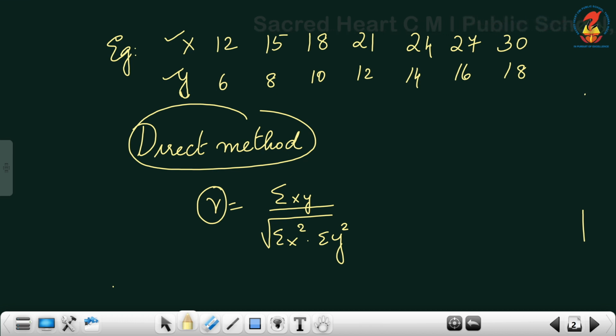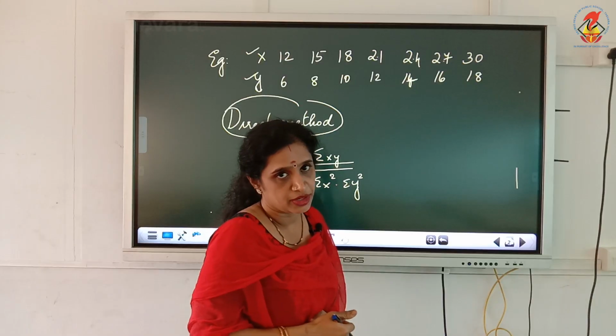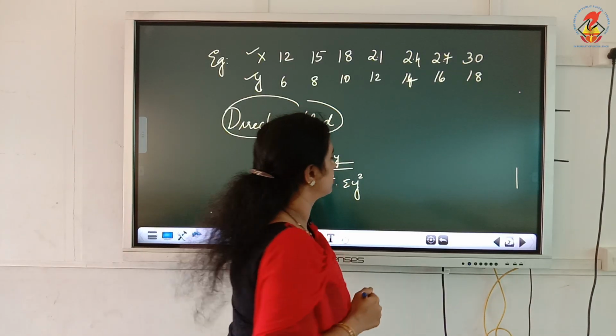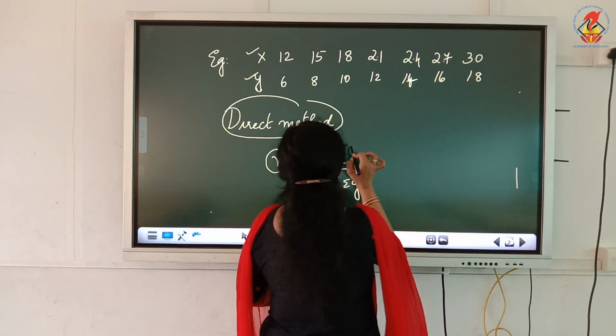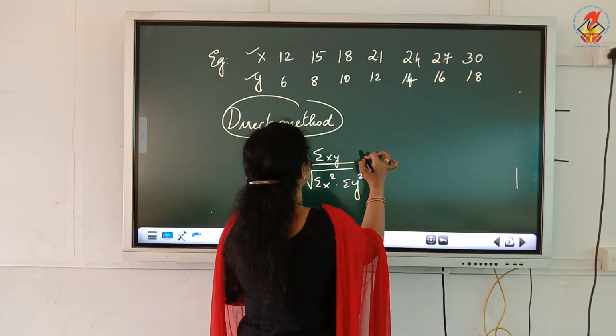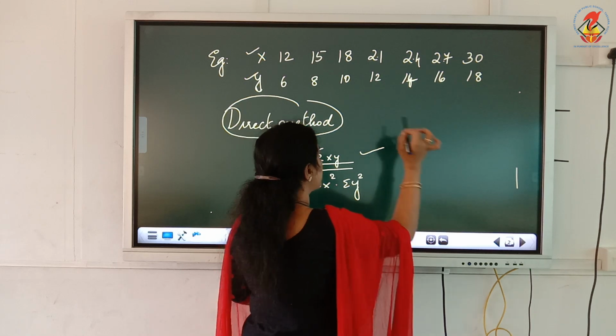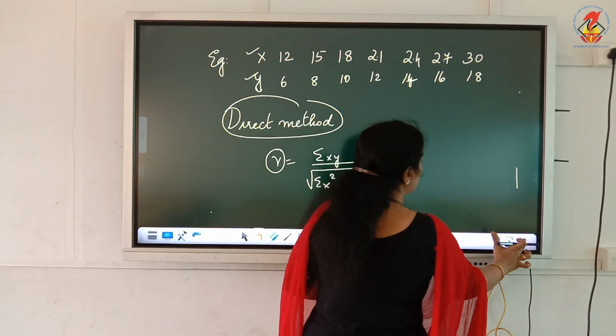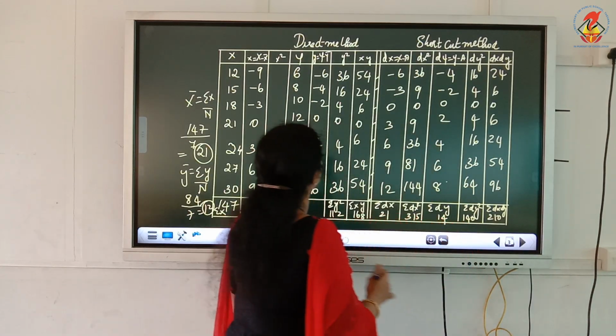Now this is an example for you. The x variable values are given as 12, 15, 18, 21, 24, 27 and 30. The y variables are given as 6, 8, 10, 12, 14, 16 and 18. Now let us see how to calculate r with the direct method. As per the formula, r is equal to sigma xy by root of sigma x square into sigma y square. Now we are going to calculate all those values.